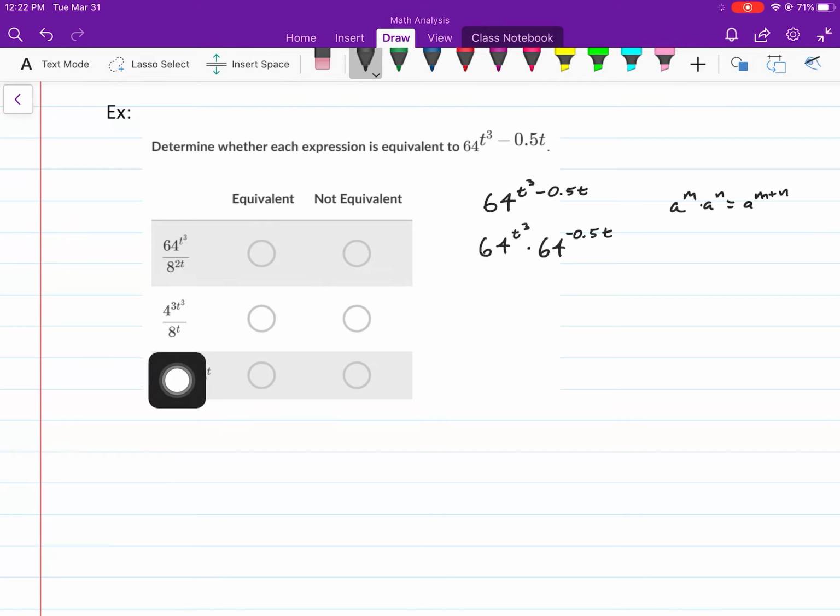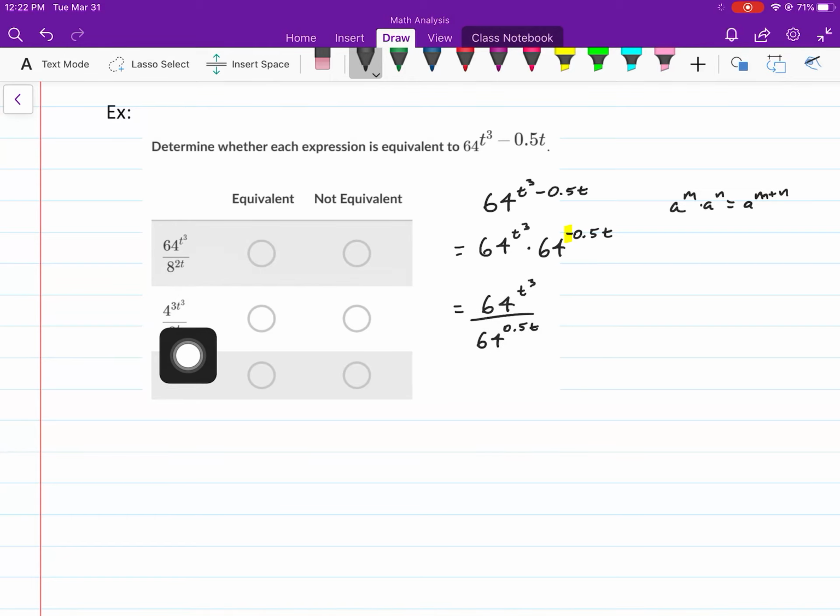Now notice almost all of these first two have fractions. So since this is a negative exponent, I'm going to place that on the bottom. So I'll have 64 to the t to the third power over 64 to the 0.5t. Does this match up with any of these? Well, not yet. Let's take a look at 64 to the t cubed. Let's just keep that the way it is.